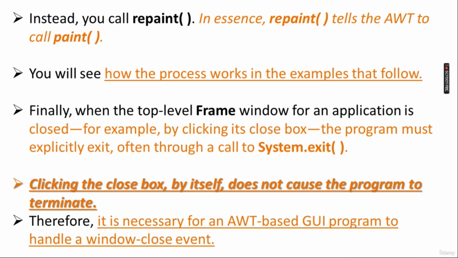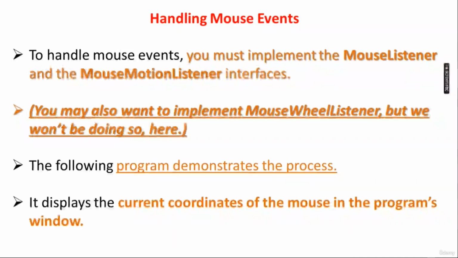It is necessary for an AWT based UI program to handle window close events explicitly. You have to write it. Then, handling mouse events. To handle mouse events, you must implement the MouseListener interface and the MouseMotionListener interface. You may also want to implement MouseWheelListener, but we won't be doing so here. So it is your choice if you want to implement that.